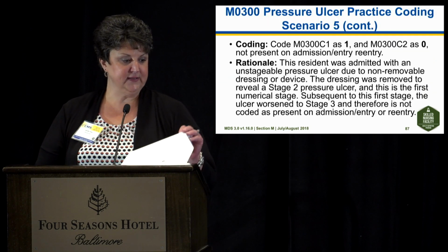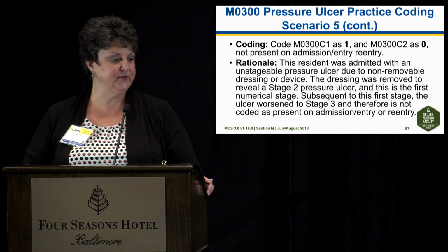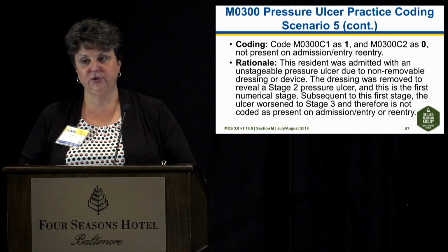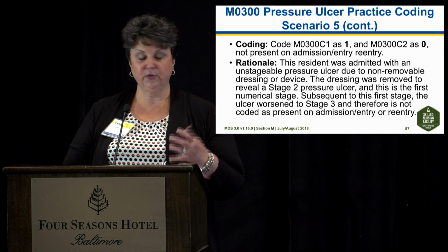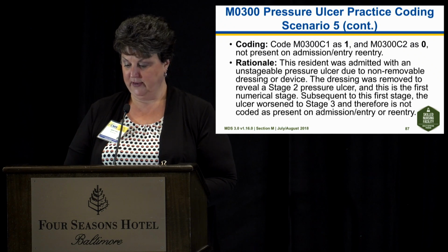So our resident came in with an unstageable because it was covered with a dressing or device. Then the device or the dressing was removed and we see a stage 2 pressure ulcer. And then prior to our next assessment, it actually worsens to a full thickness wound and it's now considered a stage 3.